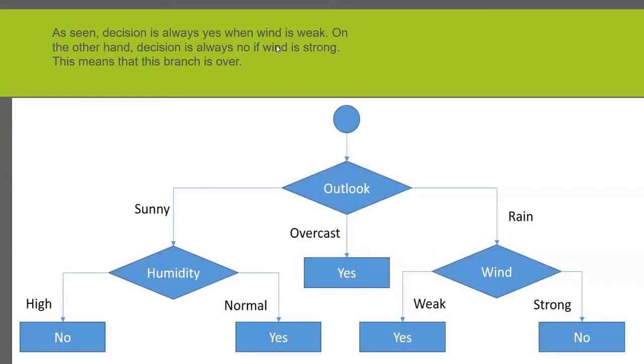As seen, the decision is always yes when the wind is weak. On the other hand, the decision is always no when the wind is strong. This means that this branch is over.